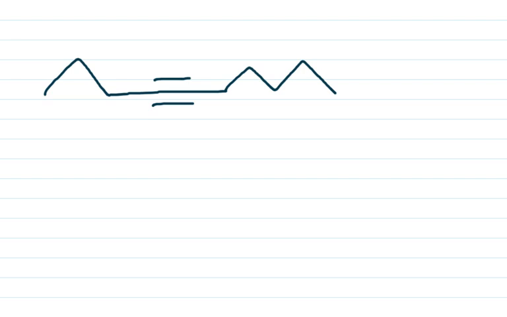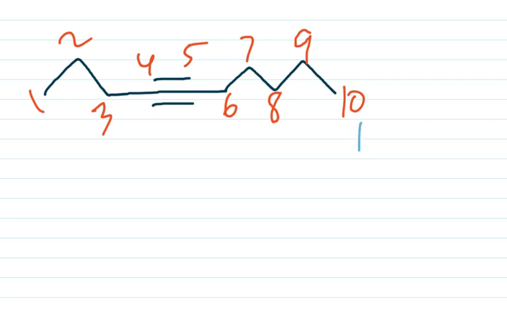Alright, so for this example, again, we have to number the longest carbon chain so that the triple bond is on the least carbon number. So if we started from the left side, that would be 1, 2, 3, 4, 5, 6, 7, 8, 9, 10. And then if we started from the right side, that would be 1, 2, 3, 4, 5, 6, 7, 8, 9, 10. And now if we compare the numbering patterns, for the red numbering pattern, the triple bond falls on the 4th carbon.